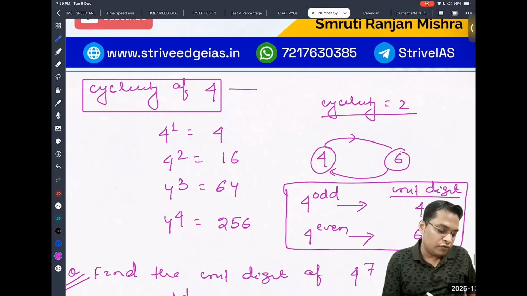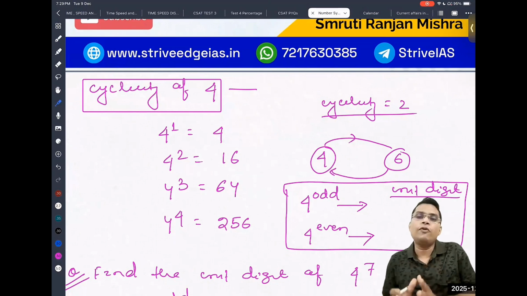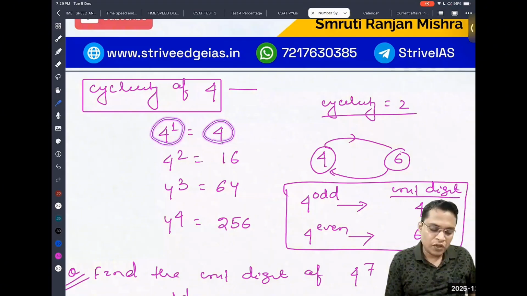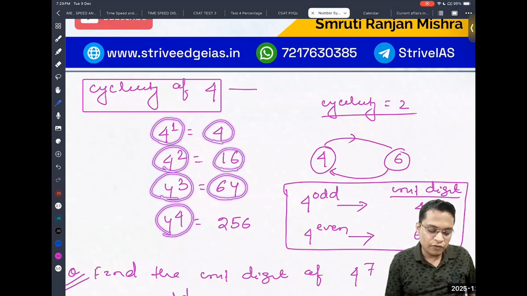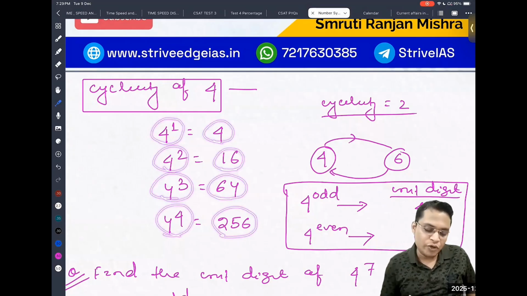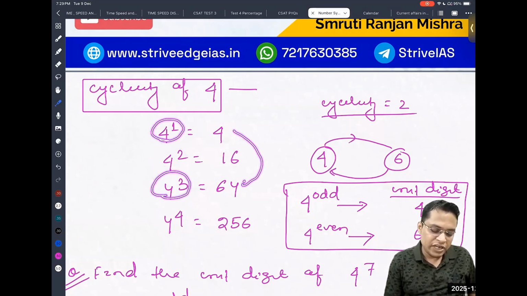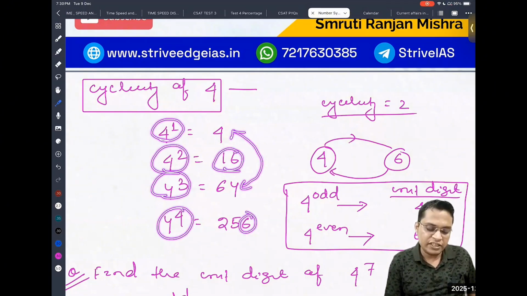So next we are going to see about the cyclicity of 4. So how 4 will behave with increasing its power. So 4 to the power 1 we get 4, 4 square we get 16, 4 cube you are getting 64, 4 fourth you are getting 256. Are you able to understand something? Whenever power of 4 is odd, you are getting unit digit as 4, na. Whenever power of 4 is even, you are getting unit digit as 6, na.